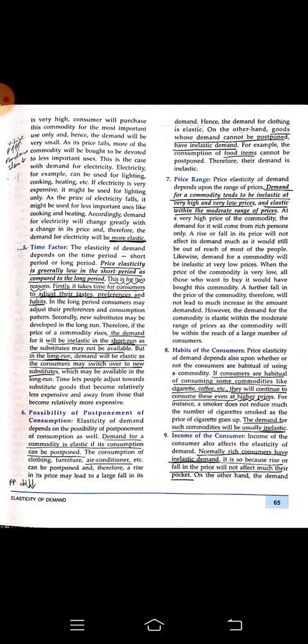Income of the consumer. Normally, rich consumers have inelastic demand. That means if there is an increase or decrease in the price of a few commodities, rich people don't get easily affected by it. So their demand remains inelastic in its nature.